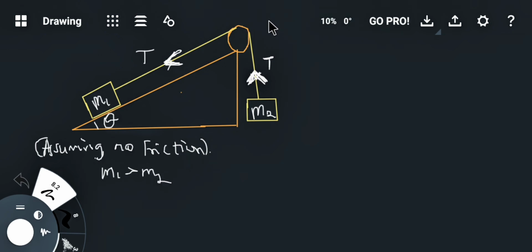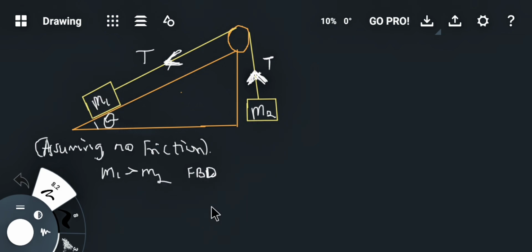So let's get started. The first thing is we are going to draw the free body diagram for each of the masses. A free body diagram is simply a diagram that presents us with all the forces that are acting on a body in a system. So that is what the free body diagram does. The body here is a mass.